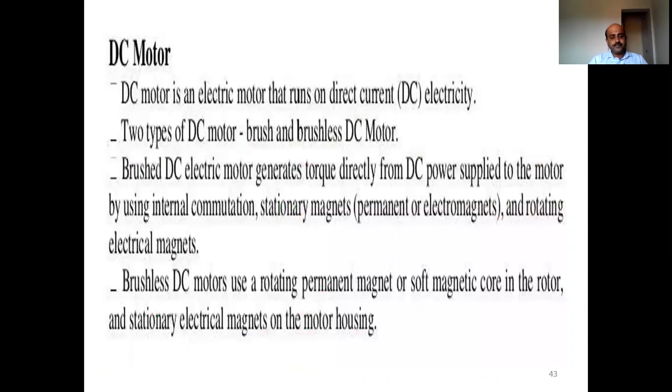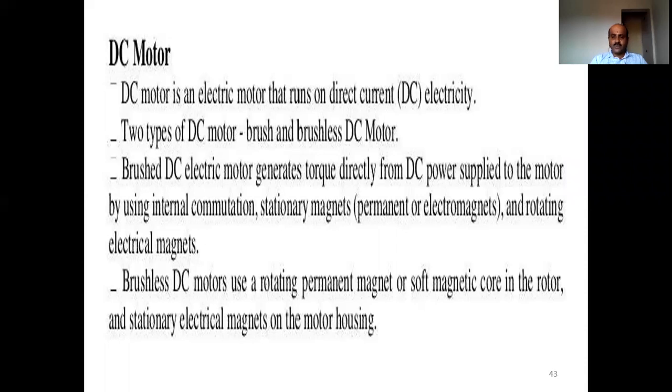Next comes the DC motor. A DC motor is an electric motor that runs on DC current or direct current electricity. There are two types of DC motors: brushed and brushless DC motors. So the motor which runs on DC current, we call it a DC motor. And there are two types of DC motors. One is called brushed, another one is brushless DC.